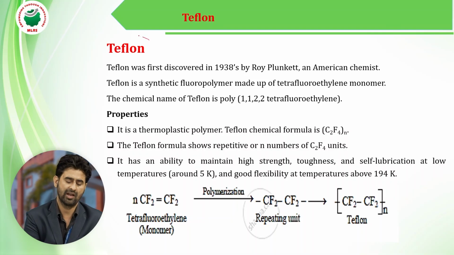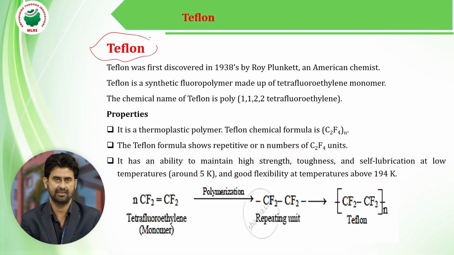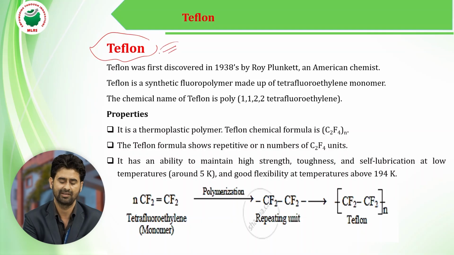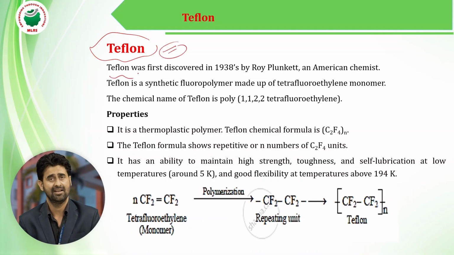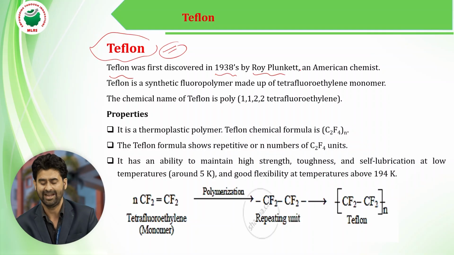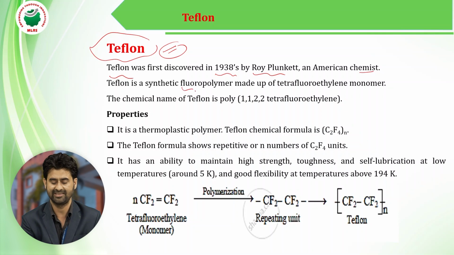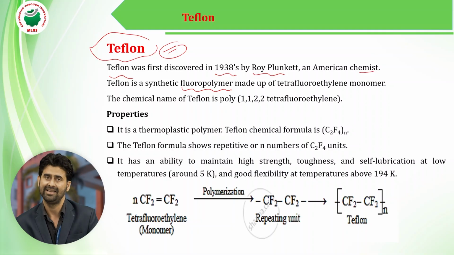Then there is one more addition polymer that we call Teflon. Teflon was first discovered in 1938 by Roy Plunkett, an American chemist. This Teflon is defined as a synthetic fluoropolymer. It is a synthetic fluoropolymer that is formed by the addition polymerization of tetrafluoroethylene monomer.